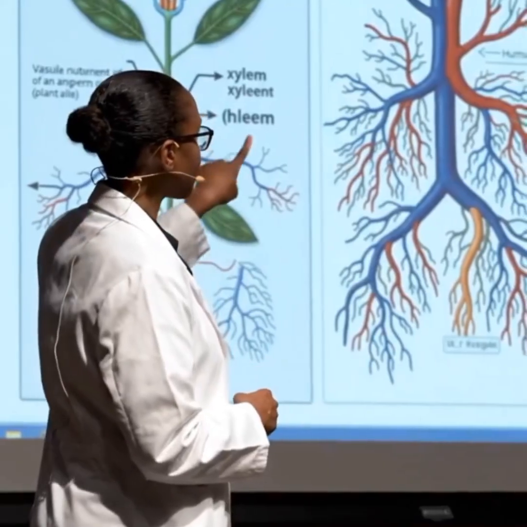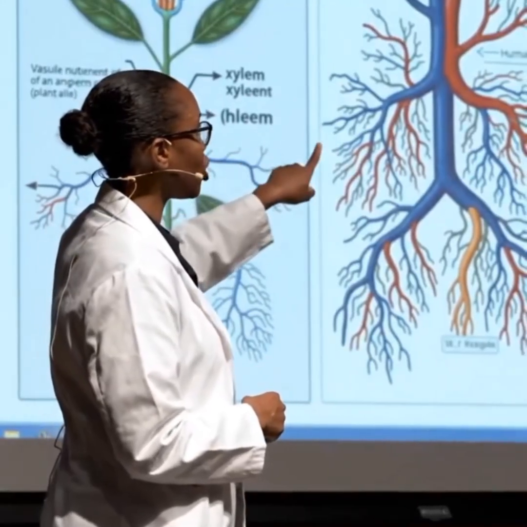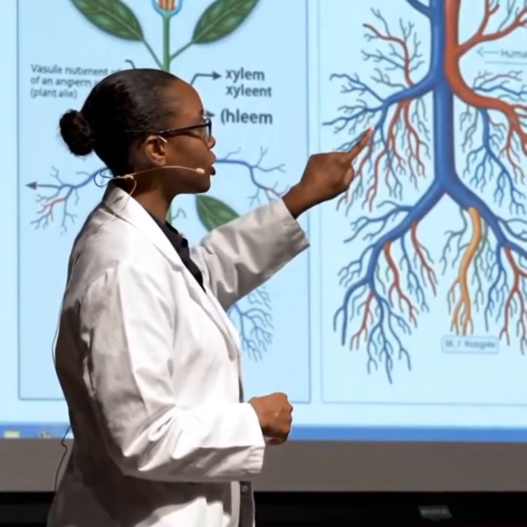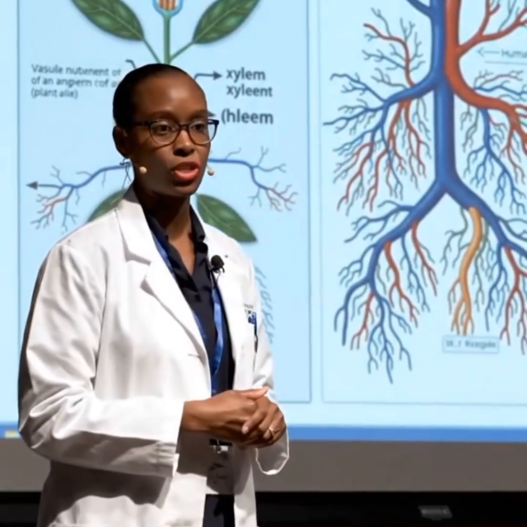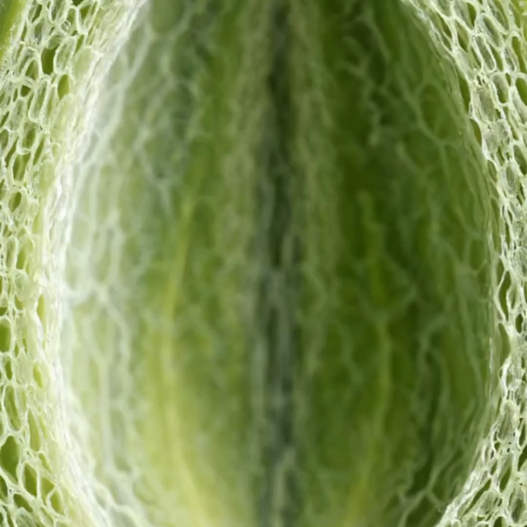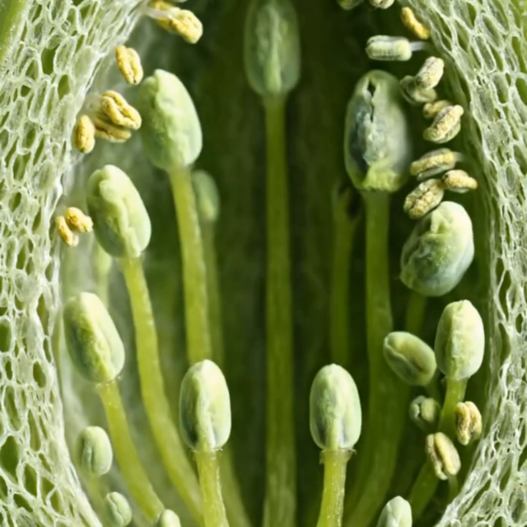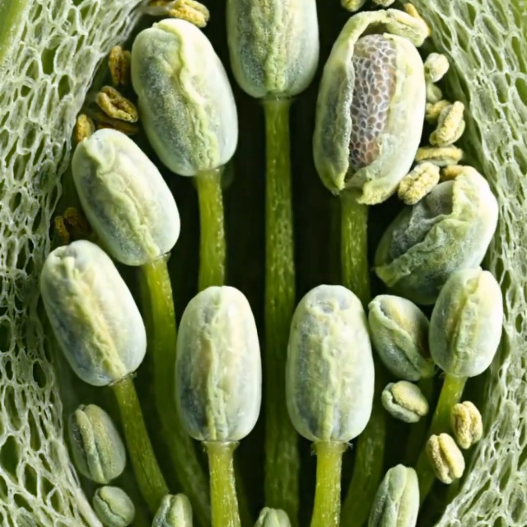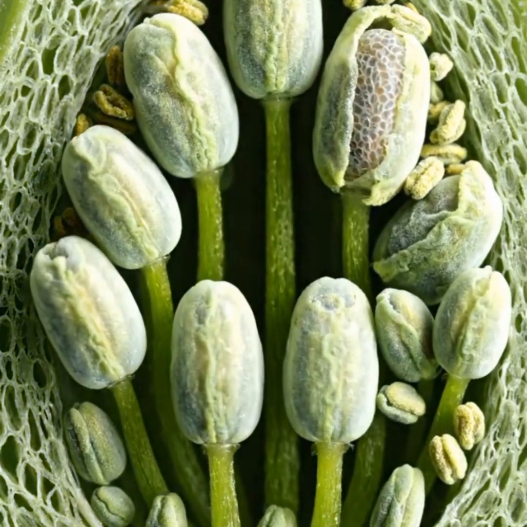By comparing the angiosperm xylem and phloem on this side with the human vascular system here, we can observe key evolutionary adaptations for nutrient transport. In flowering plants, placentation is defined as the specific spatial configuration and attachment of ovules within the ovarian cavity.